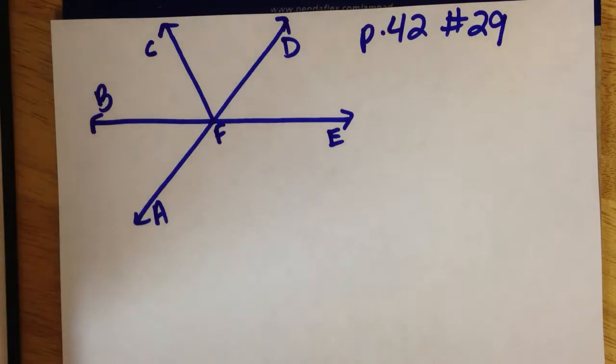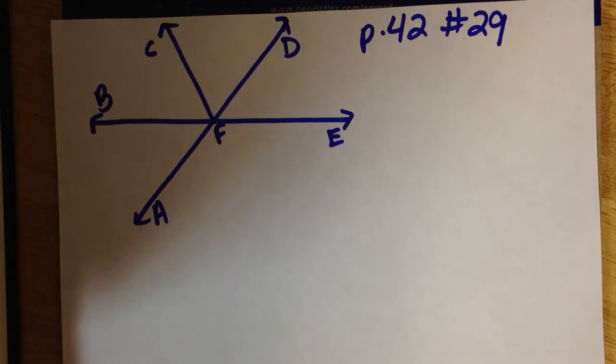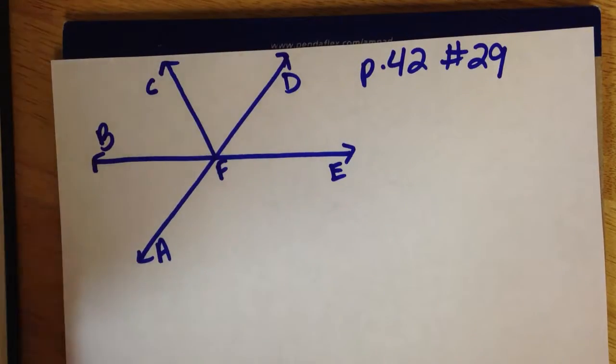Okay, this is question number 29 on page 42. You have to be careful with these questions because all the directions tell you is for questions 27 through 29 to use the figure at the right, which means that you cannot use the information in 27 and 28 for question number 29. They're all separate questions and you're just using the same diagram.